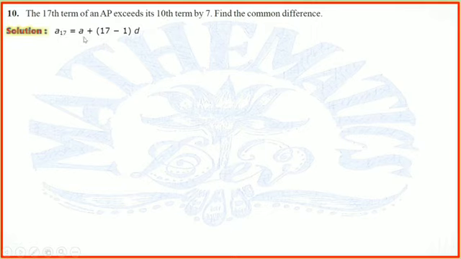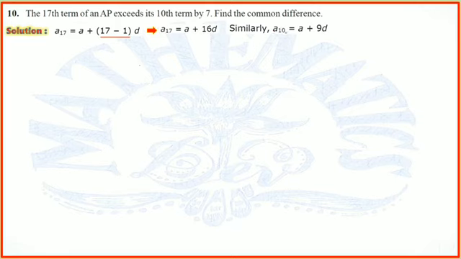The 17th term is A plus n minus 1 into D. So that is 17 minus 1. Okay, so A17 is equal to A plus 16D.